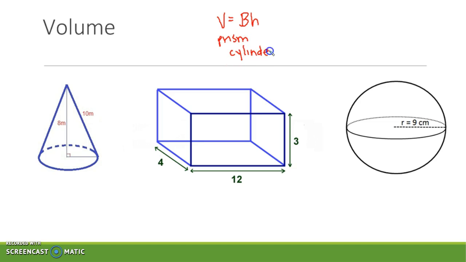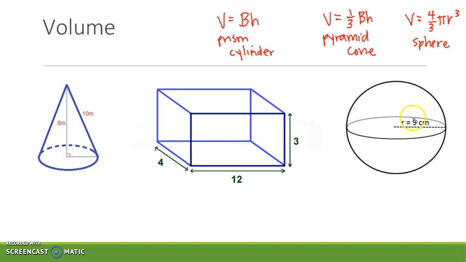For pyramids and cones, it's similar, but we don't have a full shape, so we're not going to use the same formula because I don't have this full prism. I only have part of it whenever it comes to a point. And so that means I'm going to take 1/3 area of the base times the height. And then for the sphere, it's kind of in its own world, where we have 4/3 pi r cubed.